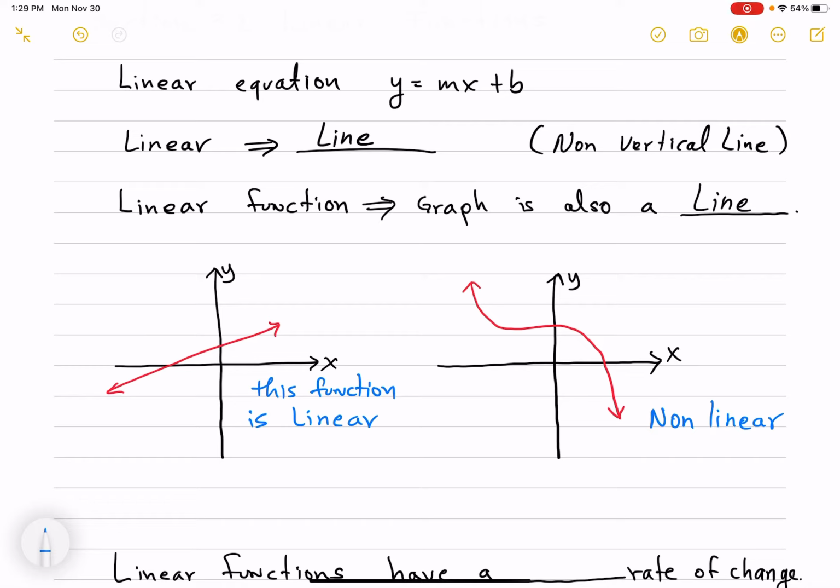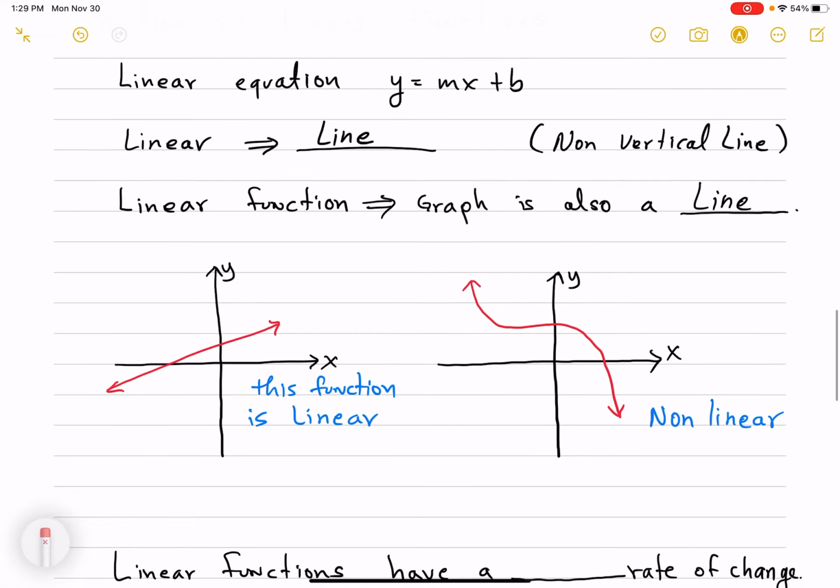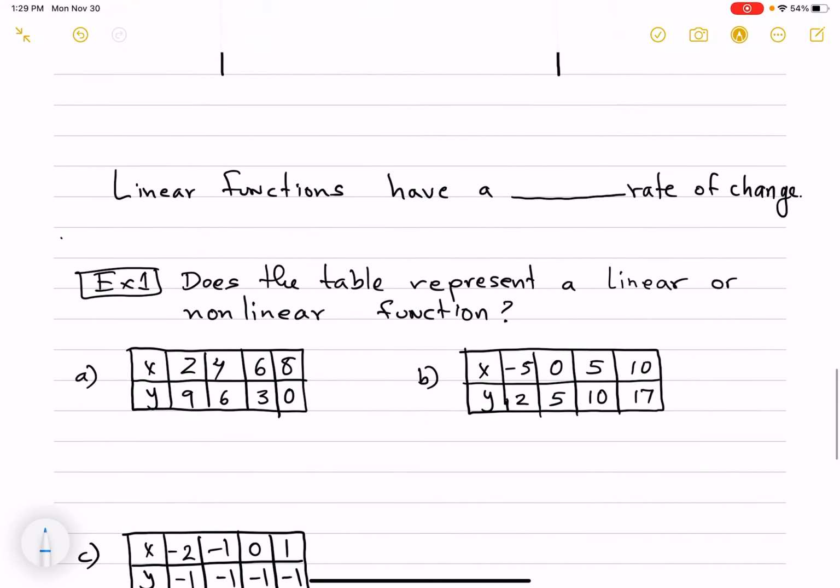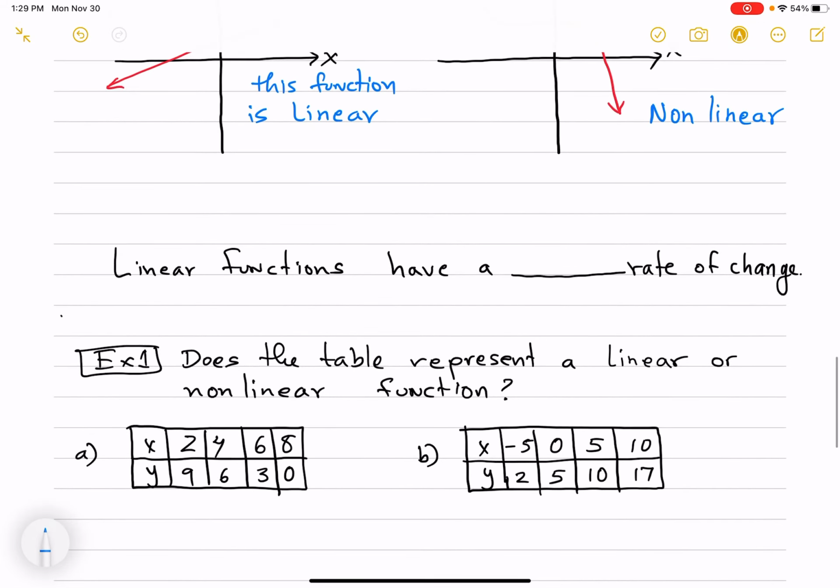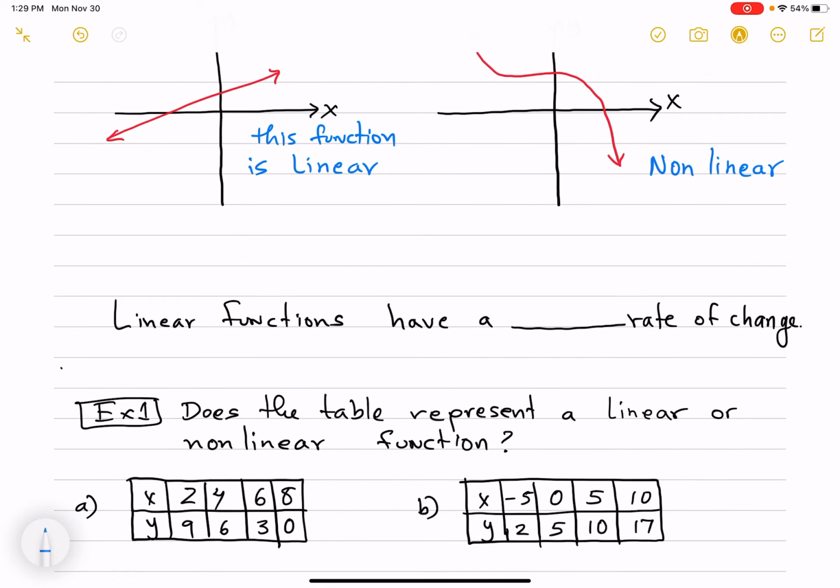So just be aware, again, it's any line except for a vertical line. A vertical line, remember, it's up and down like this. So a graph that looks like this is not even a function to start with, and it's not considered linear, of course.